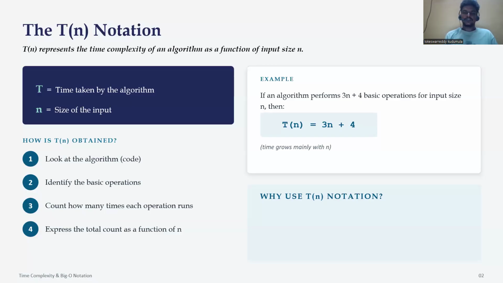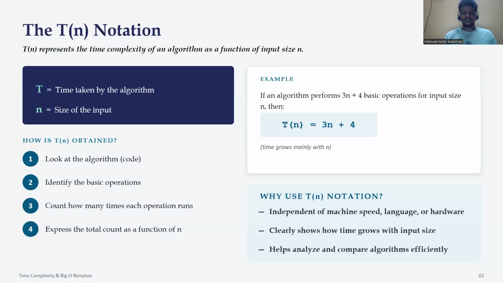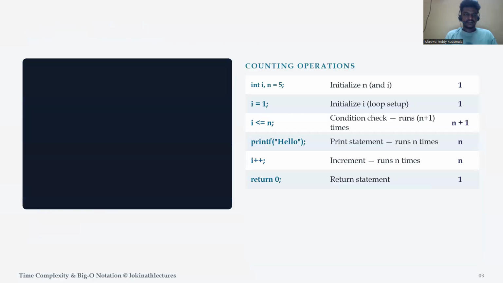So why use T of n notation? We are checking independent of machine speed or hardware. It clearly shows how the time grows as the input size increases, and it helps us analyze and compare different algorithms and their efficiency.